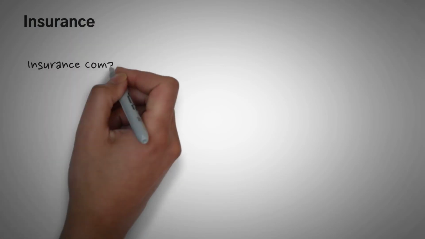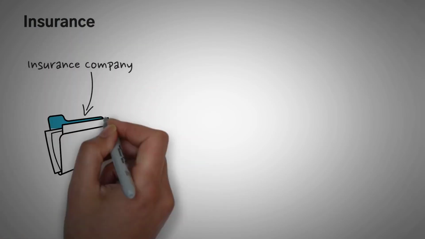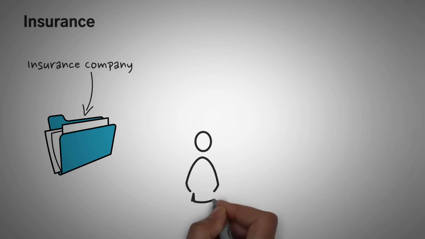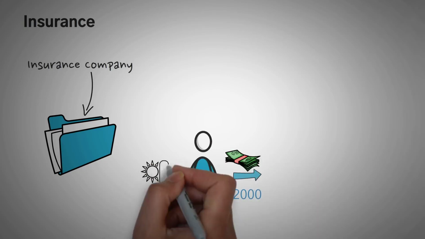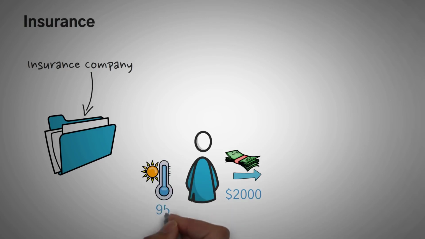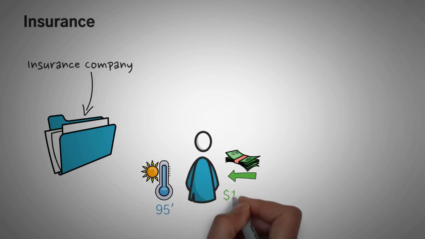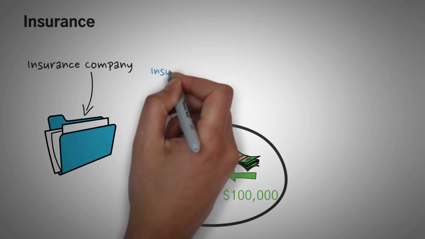Next up, we have number 2, which is insurance. Did you know you can create an entire insurance company with just a few smart contracts? We would just write something simple like this. If Farmer John gives us $2,000, and if it is more than 95 degrees for 4 days in a row in Missouri, pay Farmer John $10,000. So this is basically insurance.